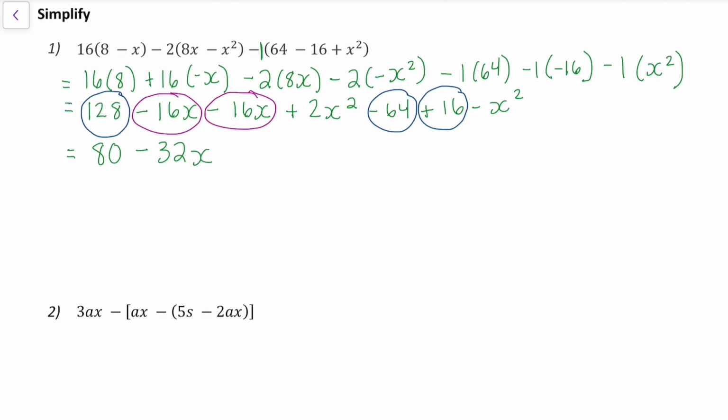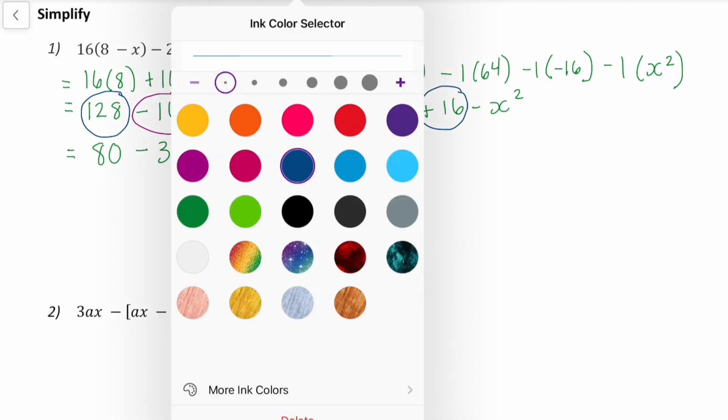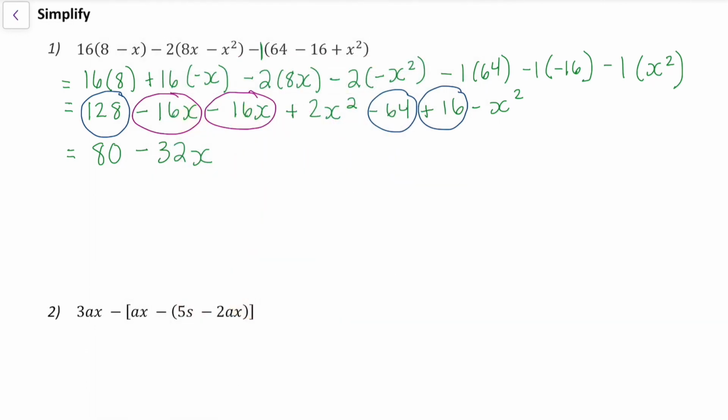And then I have a plus 2x squared and a minus x squared. So that gets me plus x squared, so just 1x squared altogether. And so I've expanded my brackets, I've collected all of the like terms together, and so this is as simplified as I can make it.